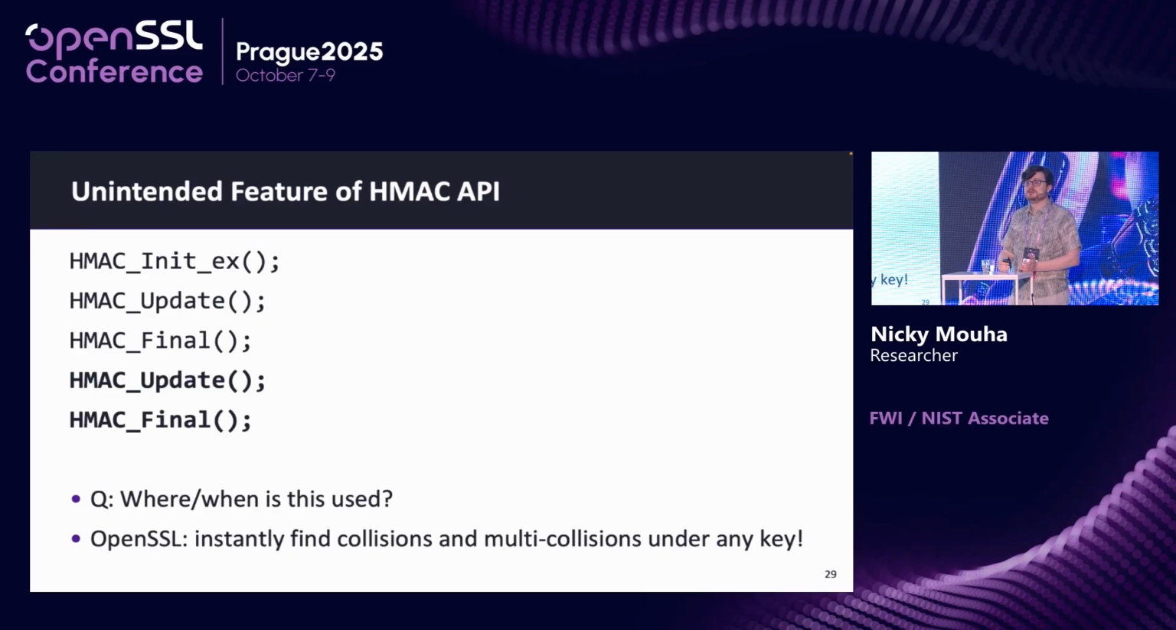some people were saying, well, this should be disallowed because it leads to a serious security problem. What Gal showed is that for OpenSSL, you can instantly find collisions and even multi-collisions under any keys, a really bad security vulnerability. You could also say, well, maybe the code should be fixed and this should be officially supported, because there actually do exist some interfaces in OpenSSL where running update after final is a feature. What it does is undo the last final and continue processing the input from there.